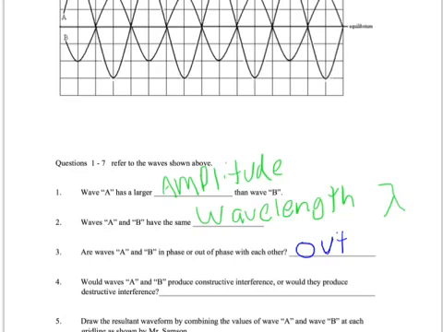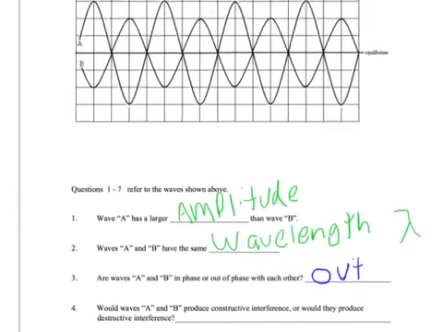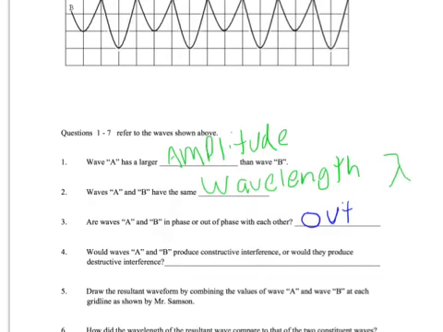Let's try the next one. Would waves A and B produce constructive interference, or would they produce destructive interference? Well, because they are out of phase with each other, what we find is going to happen is this. Wave A wants to lift the water up 1, 2, 3 units. Let's just make them meters. Wants to lift it 3 meters, whereas B wants to drop it down 2 meters. And so they're working against each other. So when things are out of phase, we get what's called destructive interference. So the answer is destructive.